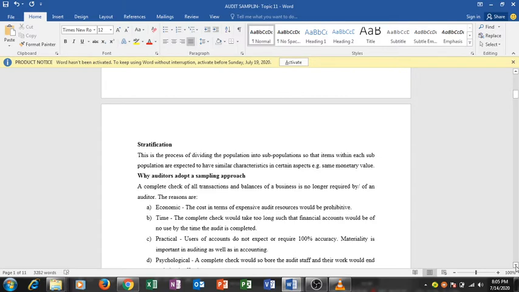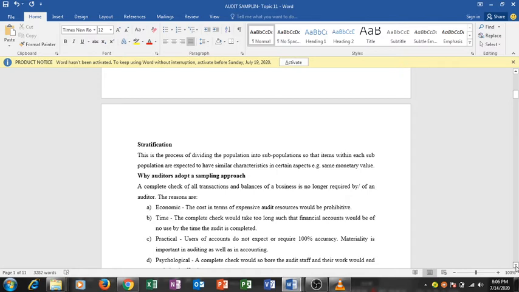And then we also have stratification, which is the process of dividing the population into subpopulations so that items within each subpopulation are expected to have similar characteristics in certain aspects. Here I can say stratification is a case whereby we pick those items which are similar.